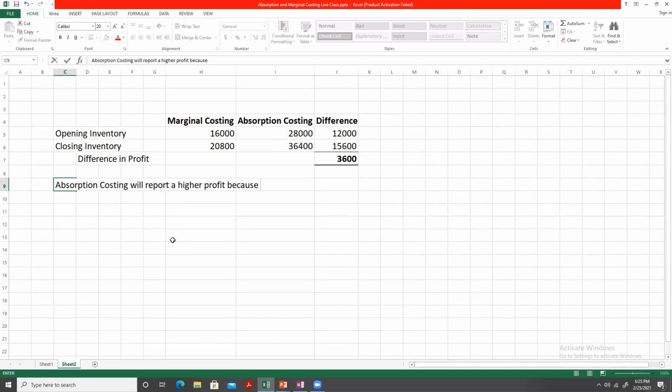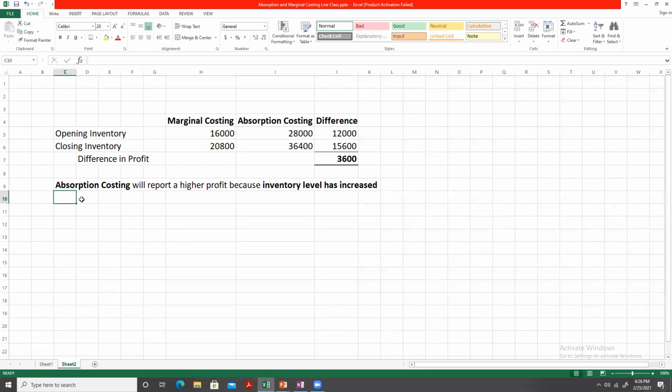Absorption costing will report a higher profit because the inventory level has increased. Since the inventory level has increased, absorption costing will report a higher profit.